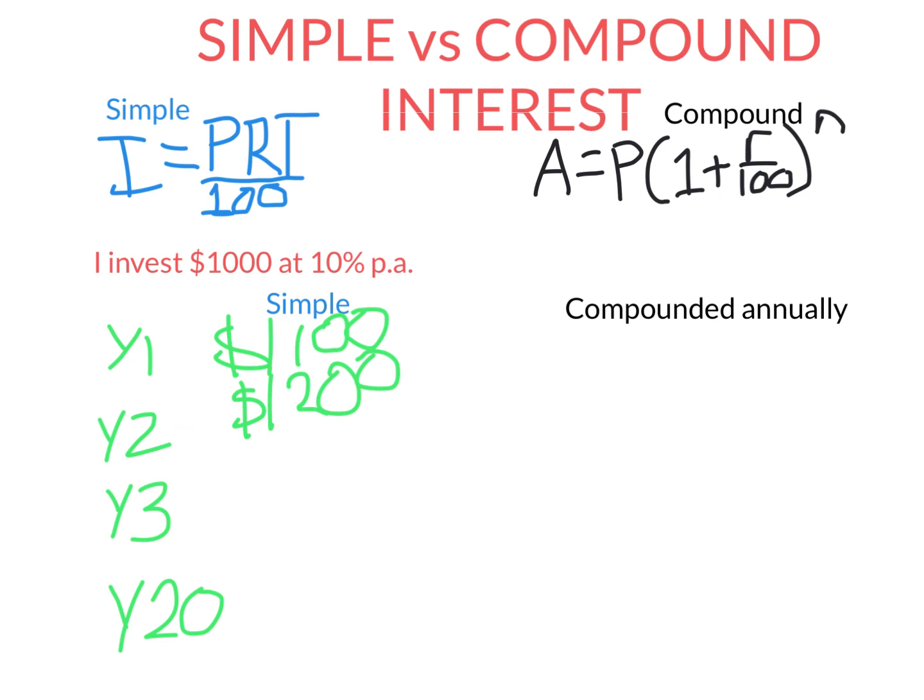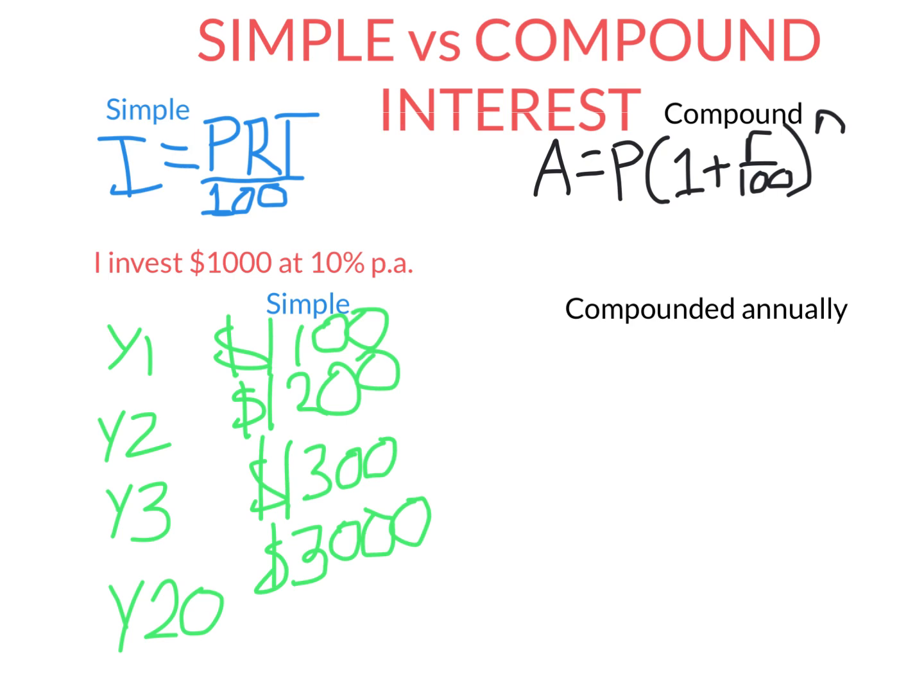So for year two, 1,000 times 10 times 2 over 100 is 200. We've earned 200 in interest after the second year. We've earned $300 in interest after the third year, and so on. We would have earned $2,000 in interest after 20 years. So for simple interest, the amount of money that you have, the value of your investment, goes up by the same amount each time. We know, however, for compound interest, it is an example of exponential growth. The amount you have increases at an increasing rate.